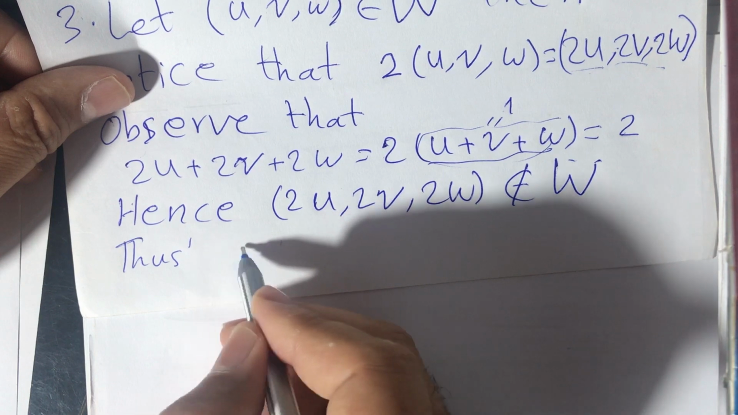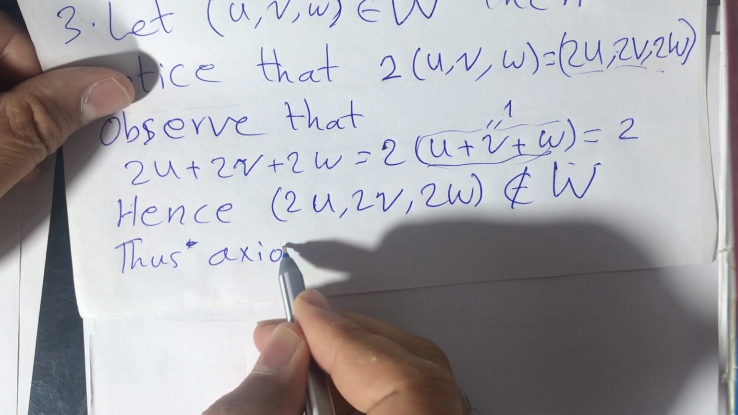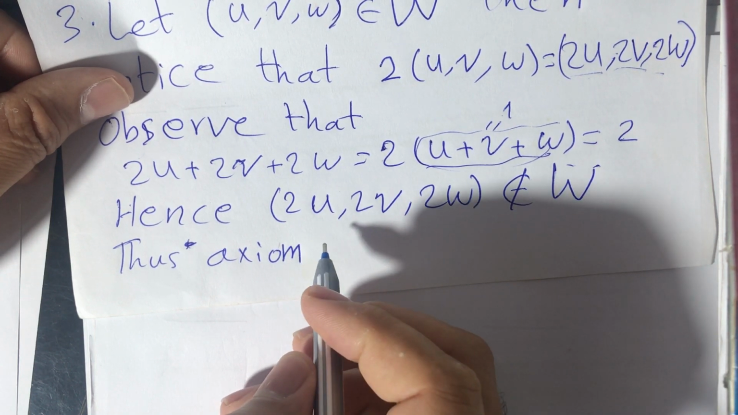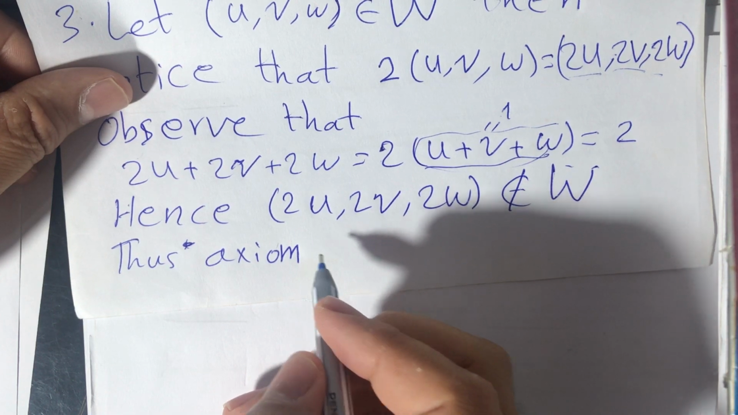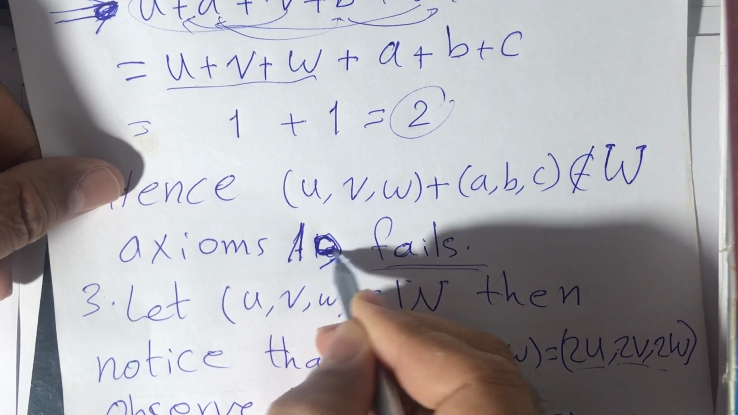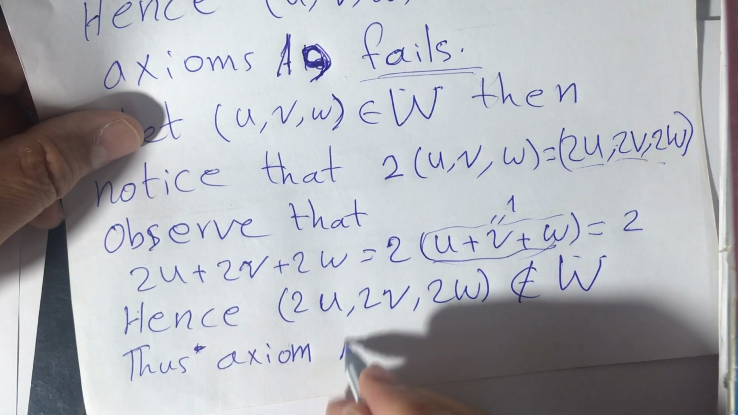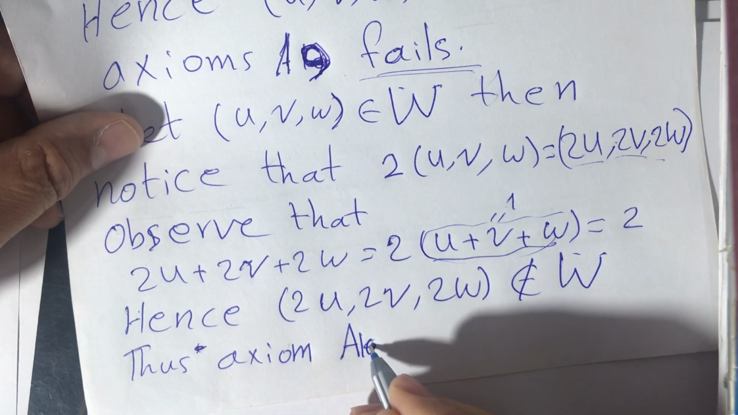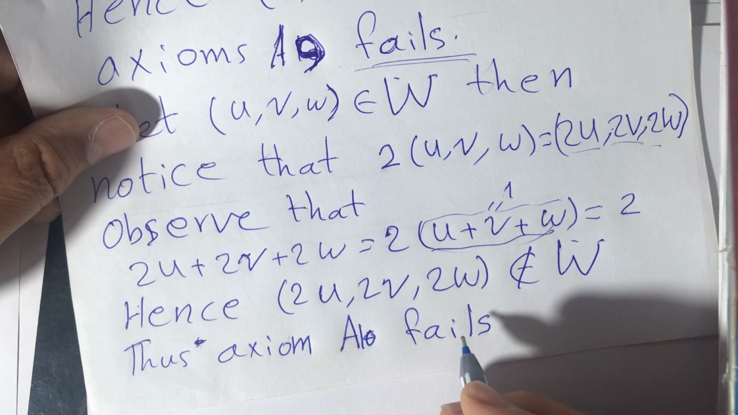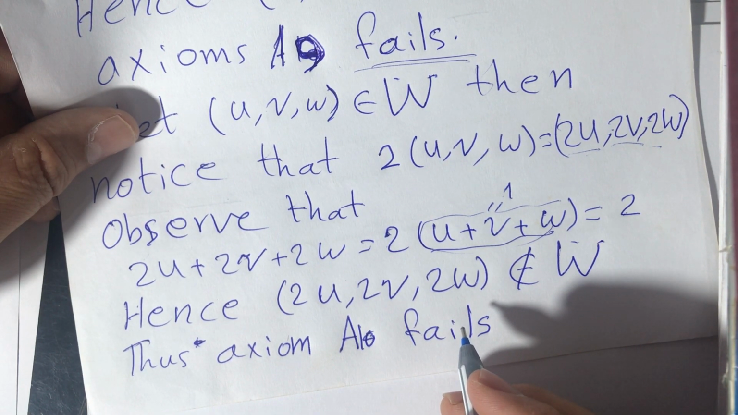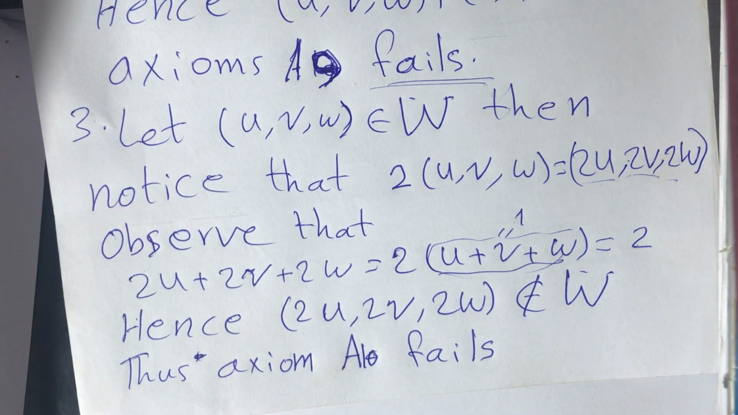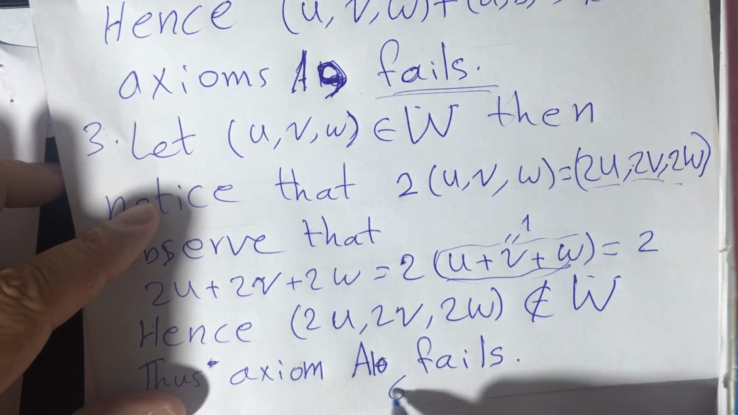Thus axiom A9, this is axiom A9, and this is axiom A10 fails. And this is page number 6.